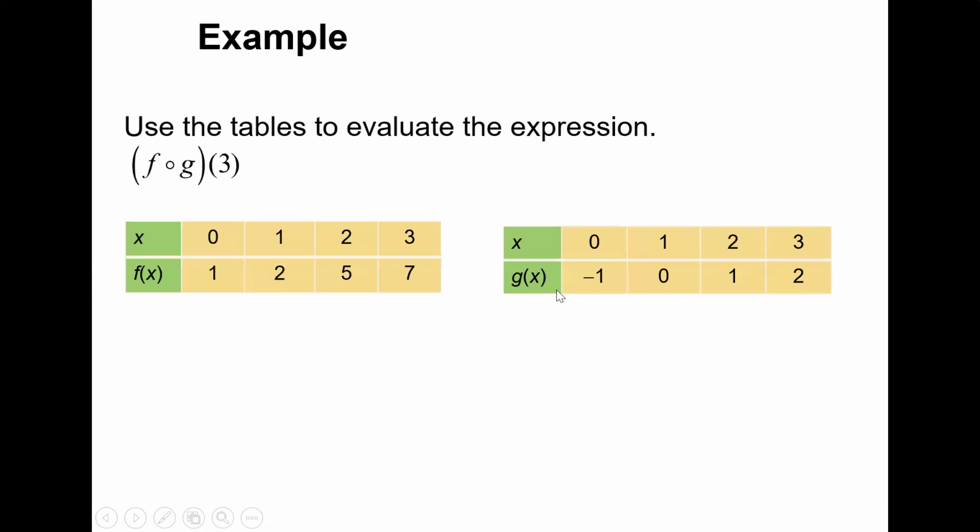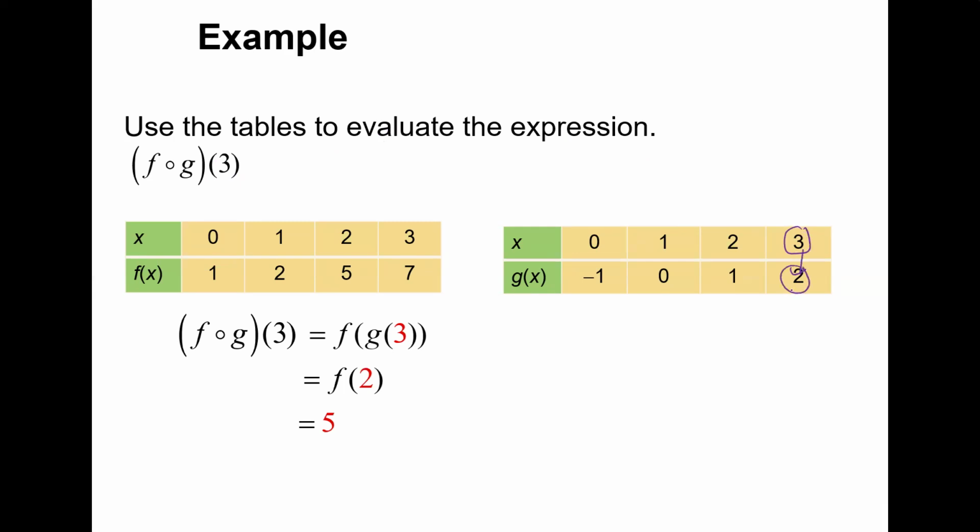Now use the tables to evaluate the expression f of g of 3. All right, so we're going to do g of 3 first. Here's 3, and g of 3 is 2. Now we plug in 2 for x, and we should get out 5 for f of x. So g of 3 is 2, plug that in, and we get 5. Basically, we plugged 3 in for x for g, got 2, took that 2 over here, plugged it in, and got out the 5.